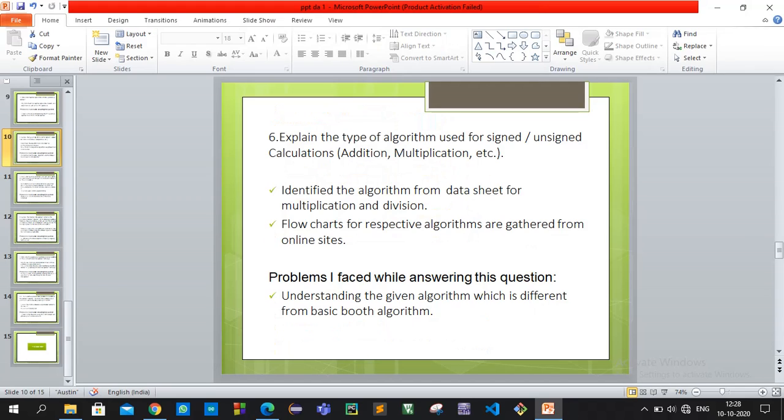The main problem I faced while answering this question is understanding the given algorithm. The algorithm which is present in my datasheet is not similar to the basic Booth algorithm or other division or multiplication algorithms. So that is the problem which I faced while answering this question.